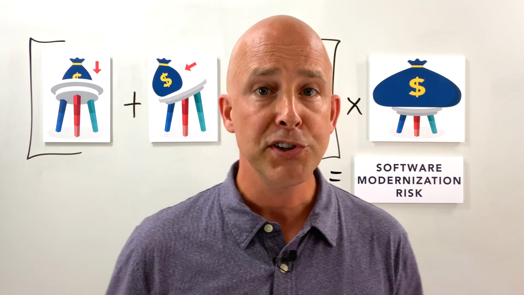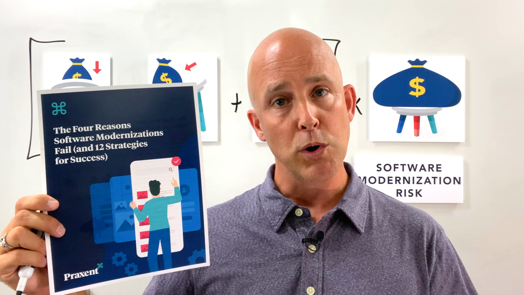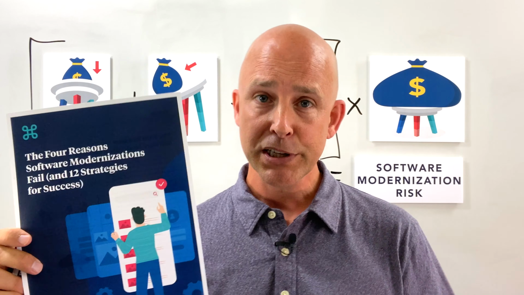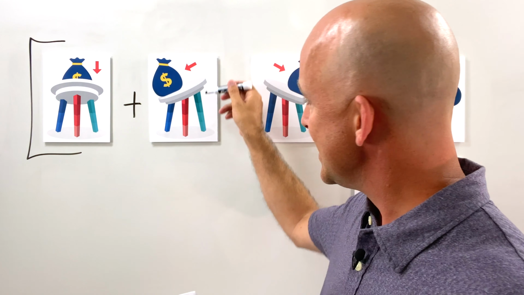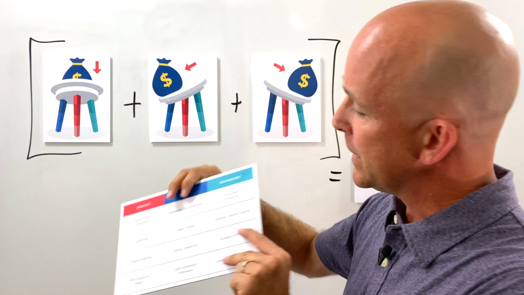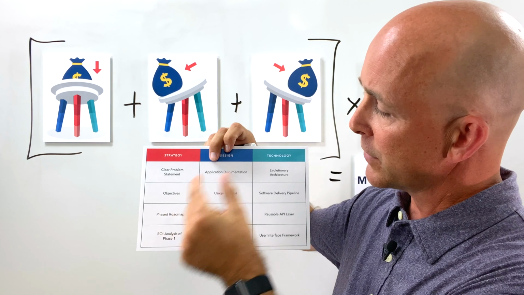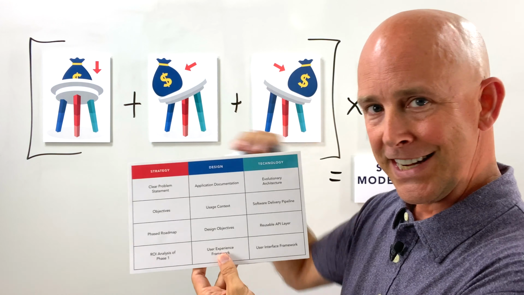We go into much deeper detail in our new white paper, the 4 reasons software modernizations fail and 12 strategies for success. Please consider downloading it. Inside of the white paper, we break down each of the 3 stool legs into 4 different areas. We give you things to consider and success strategies to help you succeed in each area.